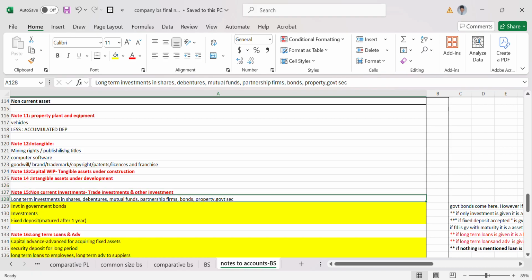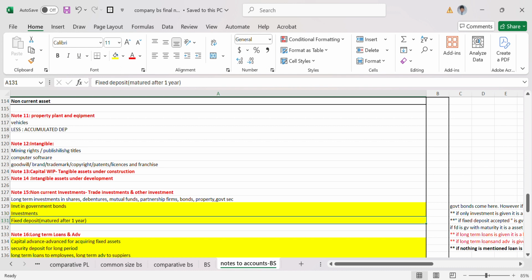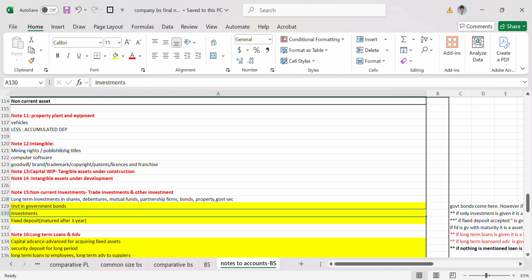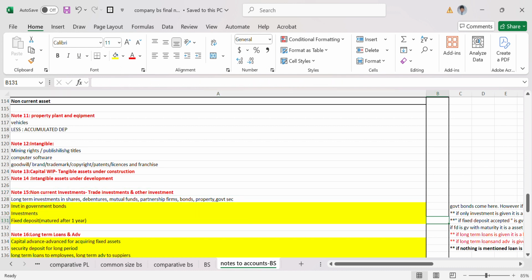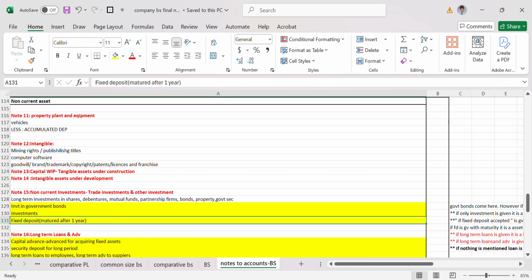Non-current investments are investments done in shares, debentures, partnership firms, bonds, government securities. Okay, so whenever the business does investments in these areas, that's known as non-current investment. Write the amount in the workings, add them and show it in the balance sheet.